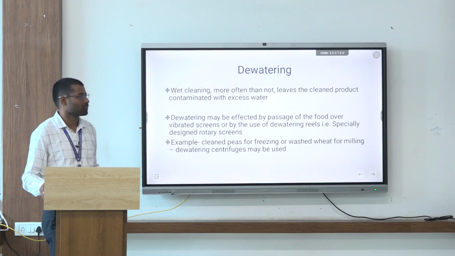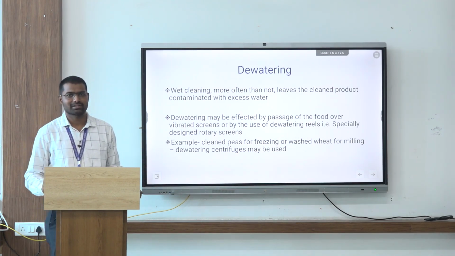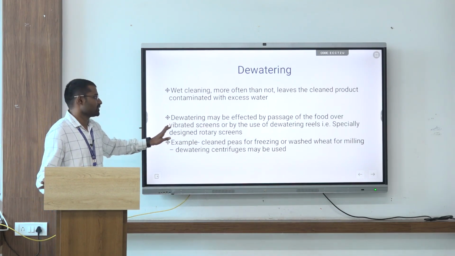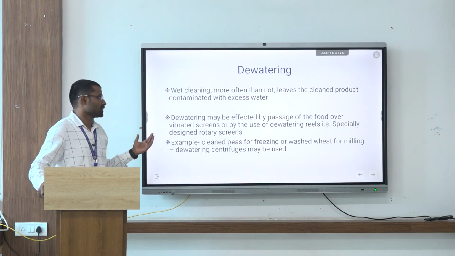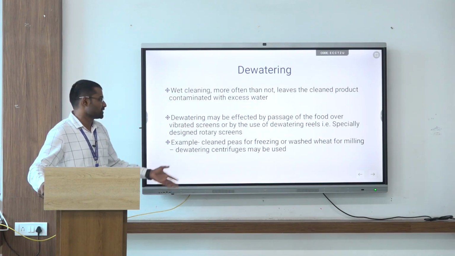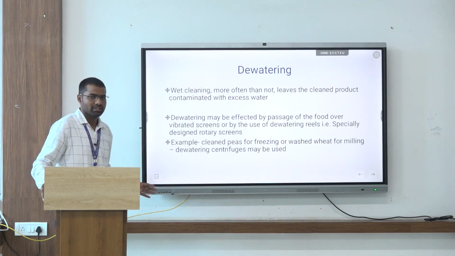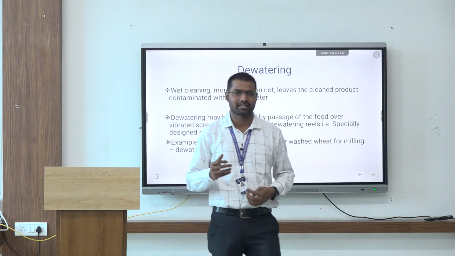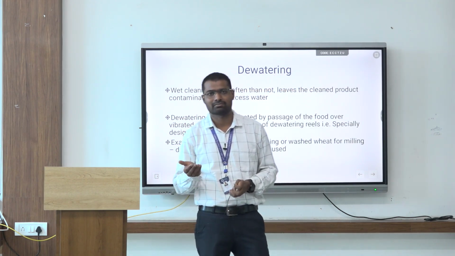And the last step is dewatering, where after your wet cleaning method you have to remove the excess water present on the surface of the equipment and the food raw material. Dewatering may be effected by passage of the food over a vibrating screen or by use of dewatering grills like specially designed rotary screens. Examples are clean peas for freezing or washed wheat for milling. A dewatering centrifuge may be used. If you do not remove the excess water, then post-processing unit operations like drying and freezing will require more energy.